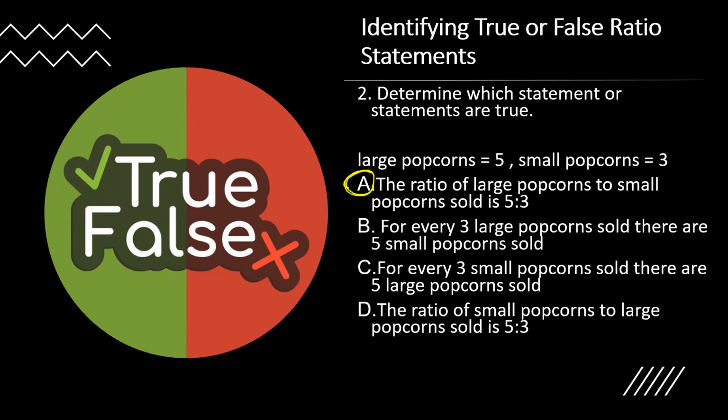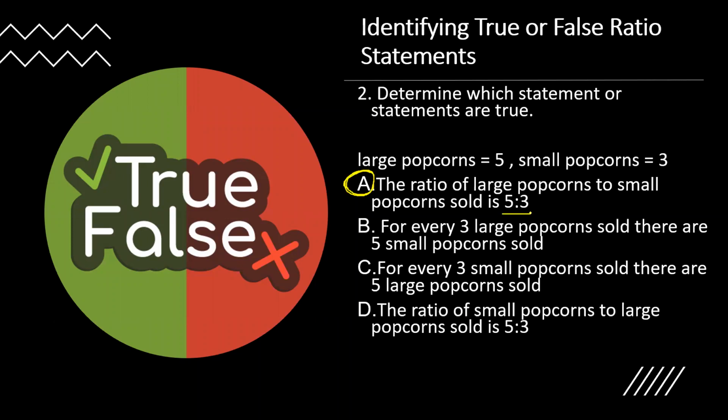No, it could be C as well. I'm thinking. Yeah, C. Wait, no. Can't be D. The ratio of small popcorn to large popcorn sold. No, can't be D. I think it's C. Can't be C. Only A because we have to keep the order. Okay. So we're trying to keep the order. If we keep in the order, the only one that's right is A.